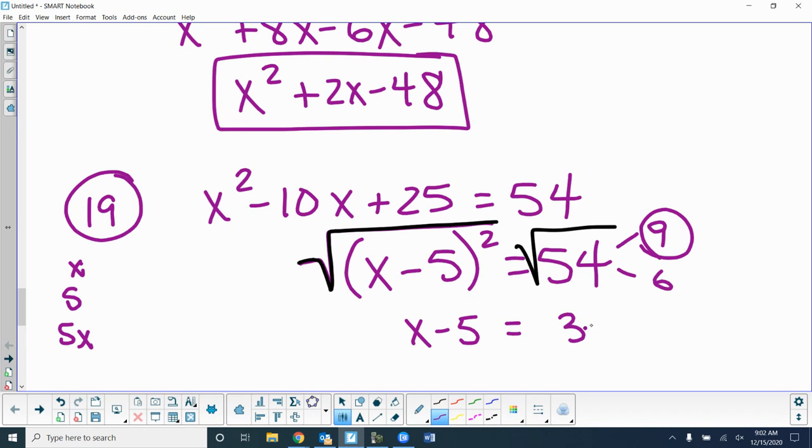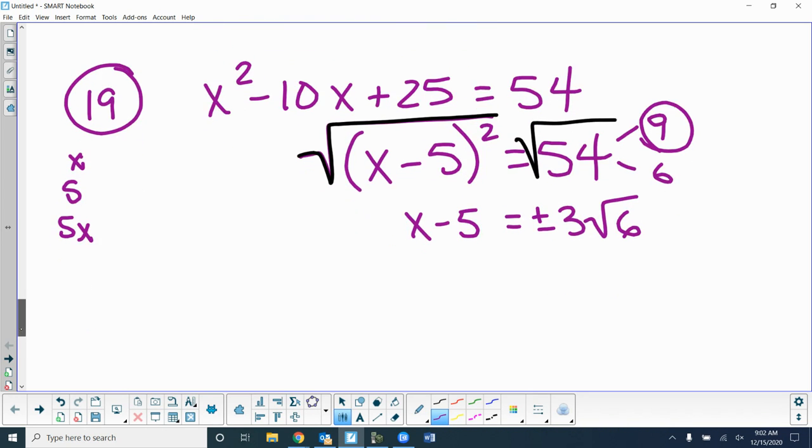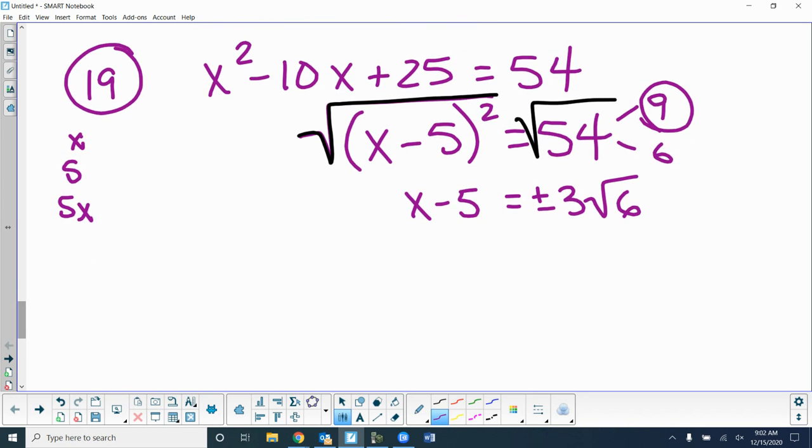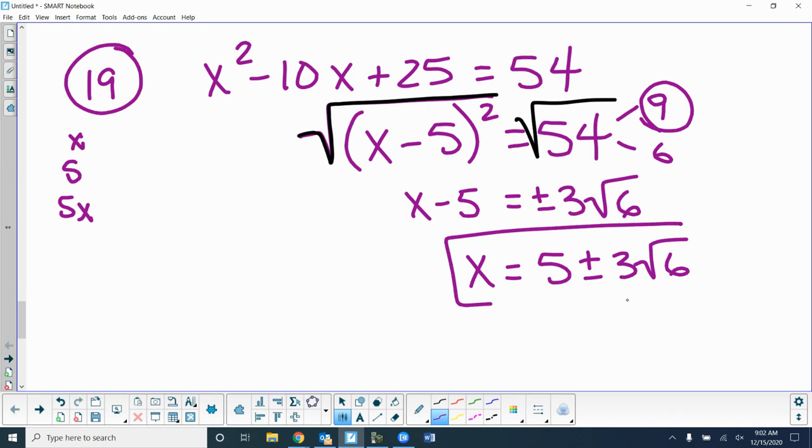So what do you got to remember at this point? Plus or minus. Yeah, a lot of you forgot that when we did this. And then take the 5 over. So we're going to add it. So there's my 2 answers. Okay, questions? This should be pretty familiar. Wasn't that long ago, right?